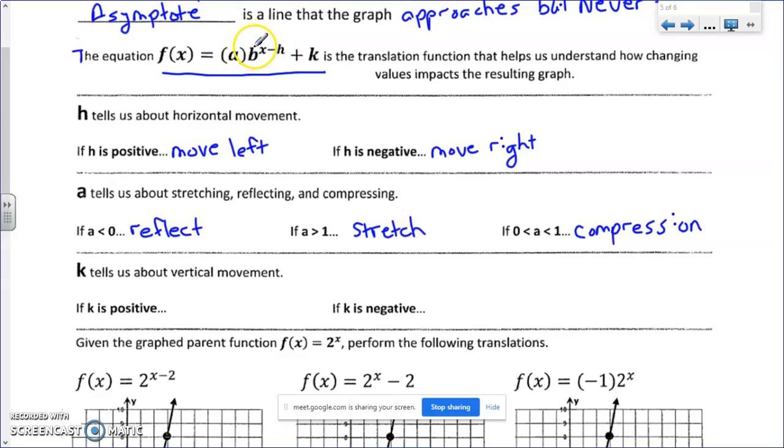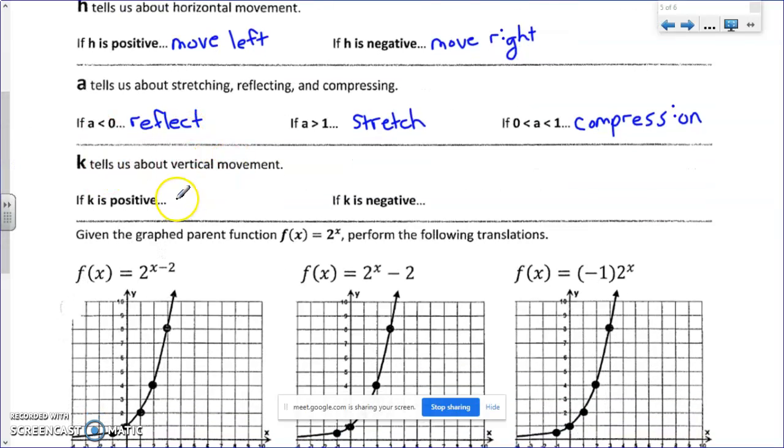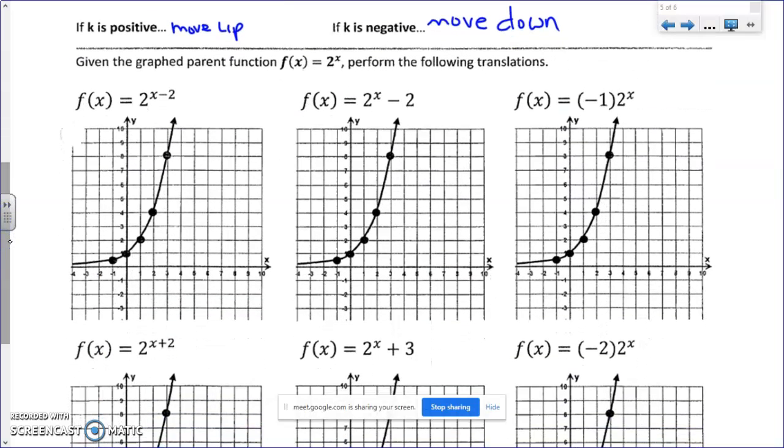b tells me whether it is a growth or a decay. We learned that yesterday. Okay, if k is positive, it's going to move up. If k is negative, it's going to move down. All right, everybody good? All righty, let's look at this first one. All right, so this is the parent function with the base 2. So what type of function is this? Growth or decay? It is a growth. All right, so the thing in black is without any transformations, okay?